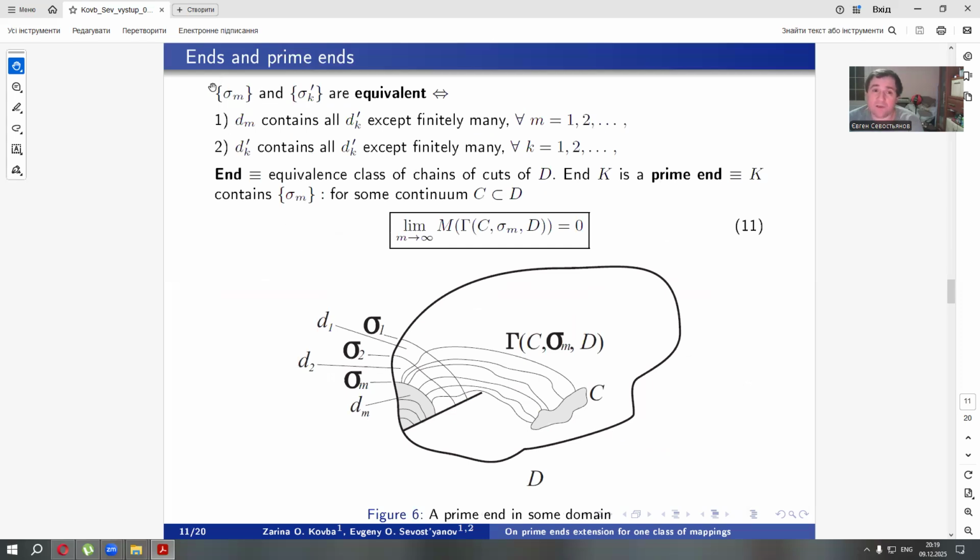Two sequences of cuts are equivalent if the domains which are formed by these sequences are equivalent in the following sense. Dm contains every dk prime except for finitely many k, and vice versa.